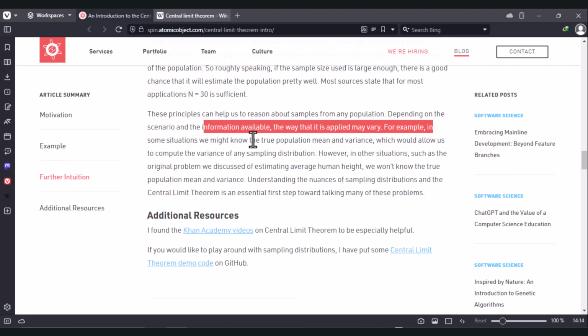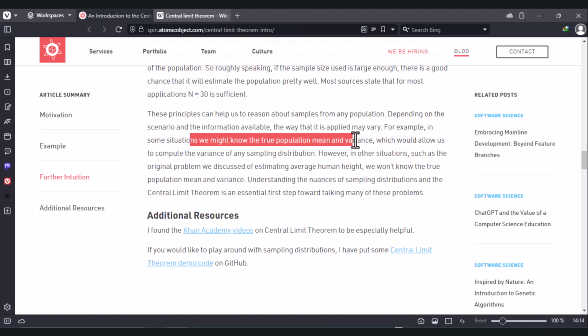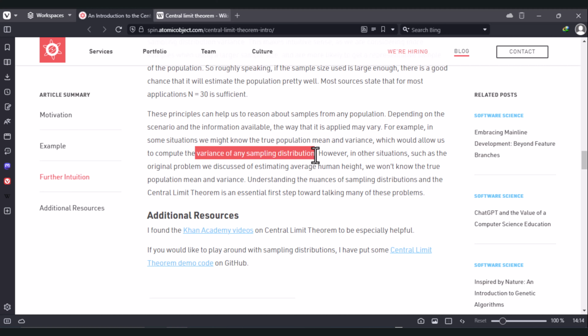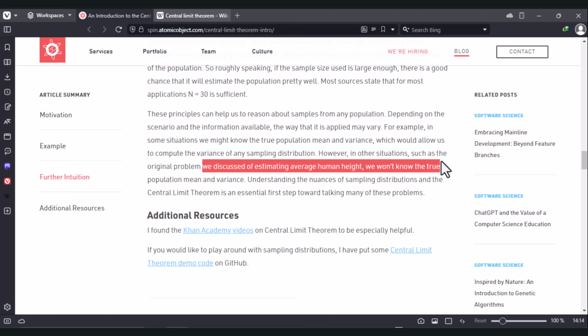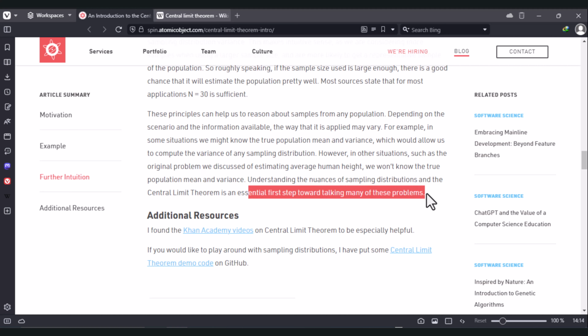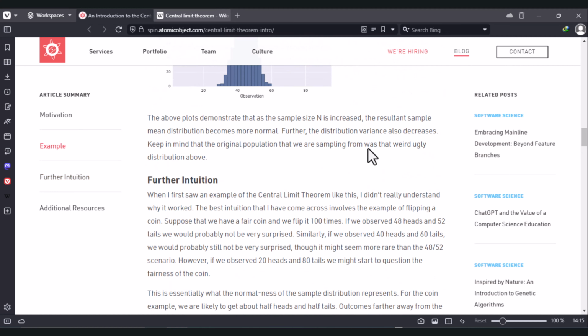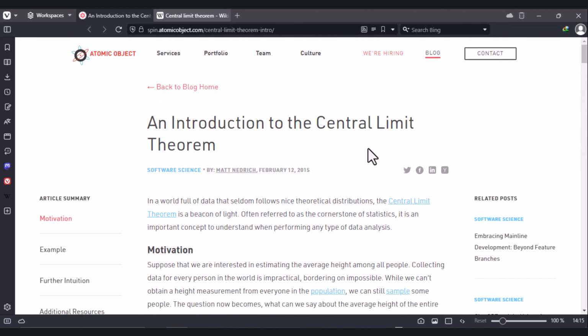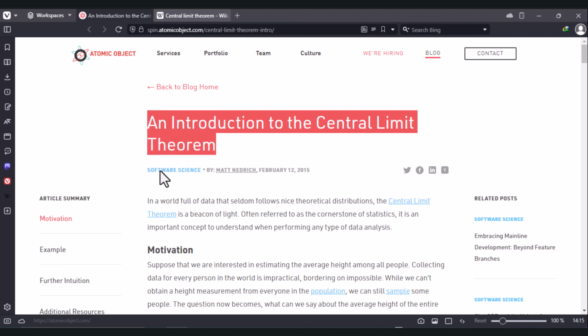For example, in some situations we might know the true population mean and variance, which would allow us to compute the variance of any sampling distribution. However, in other situations, such as the original problem we discussed, estimating the average human height, we won't know the true population mean and variance. Understanding the nuances of the sampling distribution and the central limit theorem is the essential first step in tackling many of these problems. So this is the core idea: you will understand why the central limit theorem is important and what it is about.